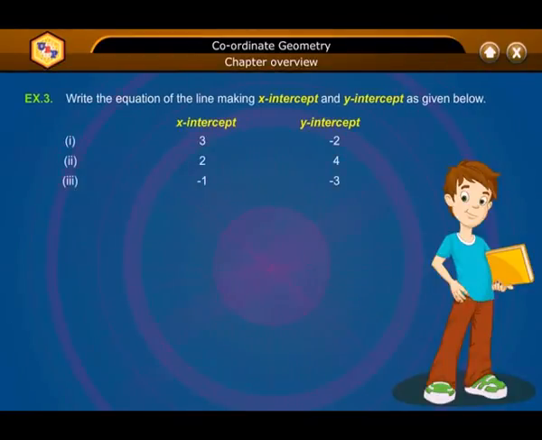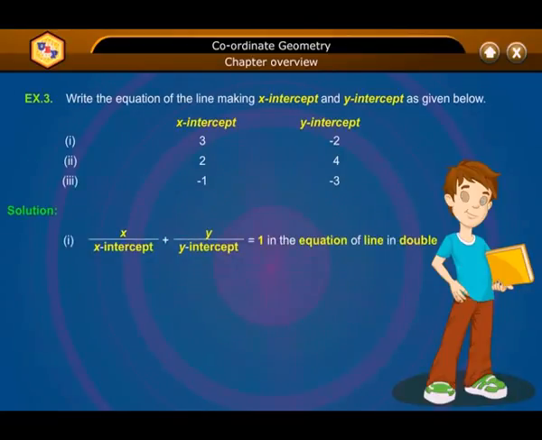Example 3. Write the equation of the line making x-intercept and y-intercept as given below. X-intercept 3, 2, minus 1. Y-intercept minus 2, 4, minus 3. Solution. x by x-intercept plus y by y-intercept is equal to 1 is the equation of a line in double-intercept form. So x by 3 plus y by minus 2 is equal to 1.